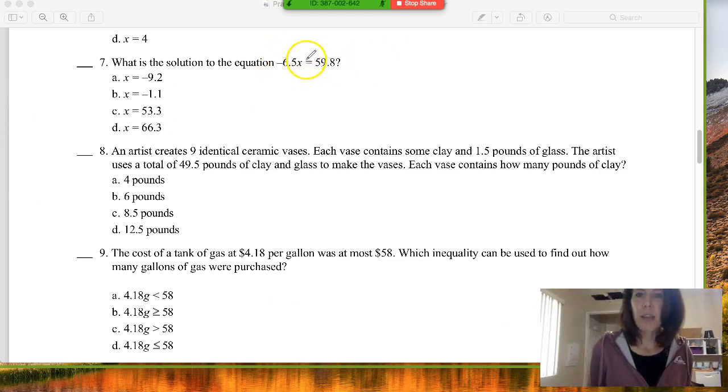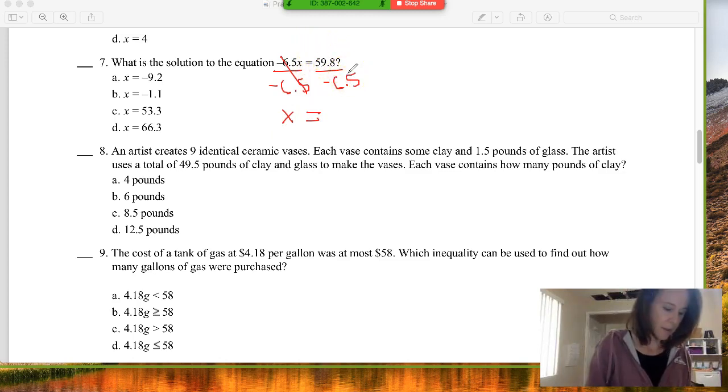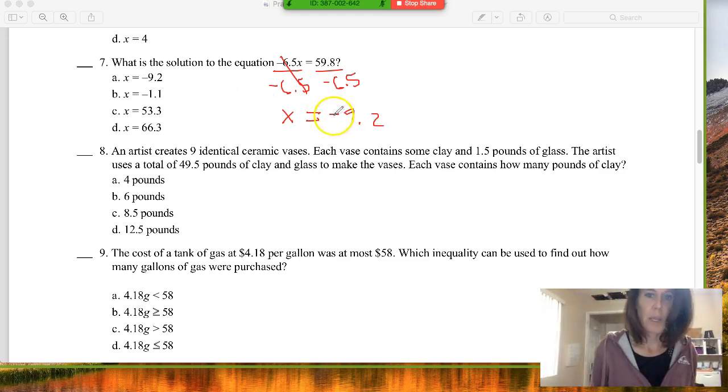Negative 0.65x equals 59.8. Well, it's just a simple multiply problem. You got a negative there, so go negative 0.65. Do the opposite operation, which is divide on both sides. That eliminates it, and you get x equals, and use a calculator, 59.8 divided by negative 6.5. That's going to give you, that's positive, that's a negative, that's going to give you negative 9.2. And we come over here and it looks like A is our solution.